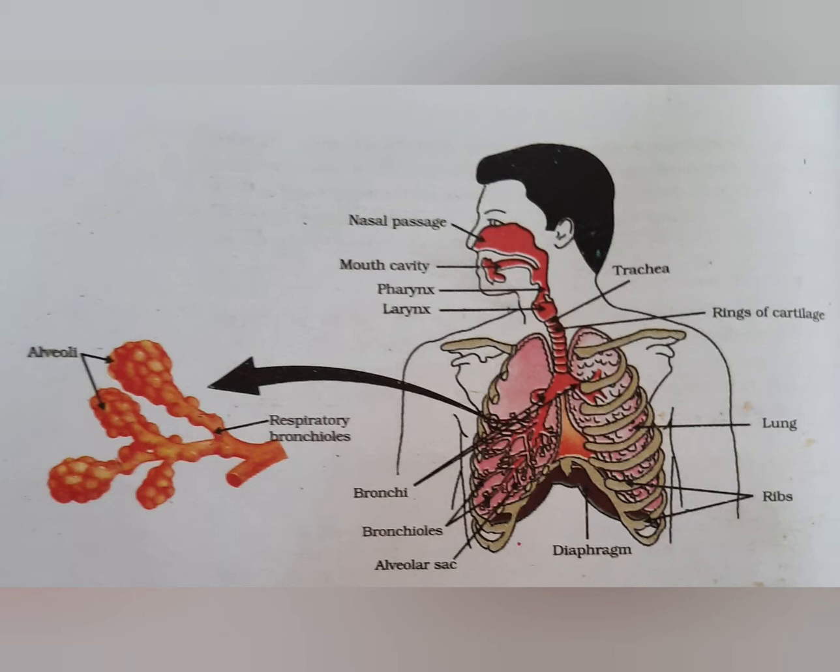Now, let me see what respiration is and what the difference is between aerobic and anaerobic respiration. Respiration is a process where glucose is broken down in the presence of oxygen to release carbon dioxide and water. Sometimes, in the absence of oxygen, it may form ethanol and lactic acid. Let me explain this in detail.